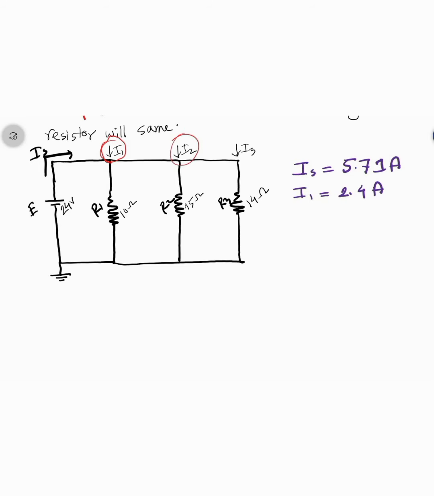Now, what is the value of I2? Similarly, I2 equals V2 over R2. We can write E over R2. The value of the voltage source is 24 volt and the value of R2 is 15 ohm. So the value of I2 is 1.6 ampere.